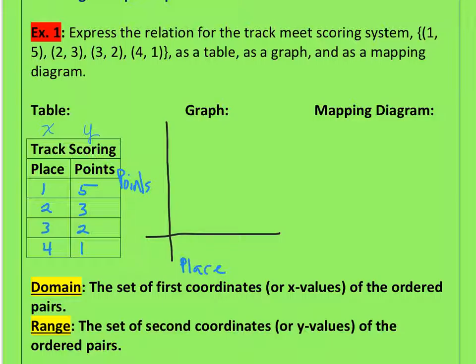And I'm going to partition my graph. The X values go from 1 to 4, so I need to go out to at least 4. And this is 0. And the Y values go up to 5, so I have to go up to at least 5. And then my table of values had a title, track scoring, so that same title is going to go on our graph, track scoring.